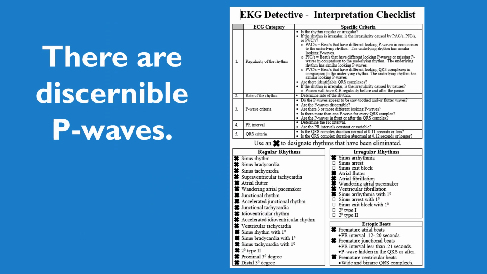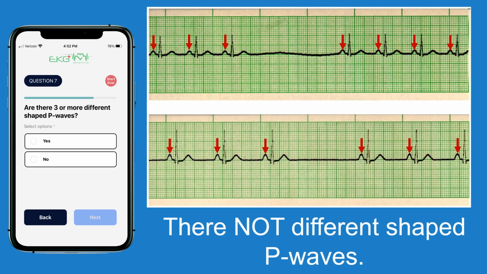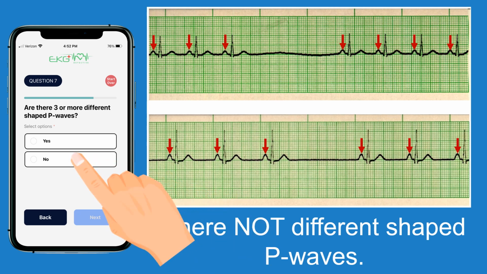Referring back to our checklist, since we do have discernible P waves, we would normally get rid of atrial fibrillation. But since atrial fibrillation was eliminated when we were looking at the regularity of the rhythm, it's just a check and a double check of that criteria. Question 7 is asking, are there 3 or more different shaped P waves? Looking back at our P waves, it appears like they are all pretty similarly shaped. There definitely is not any different morphology. So there's not different shaped P waves. We will go to our app, select no, and then we will hit next.